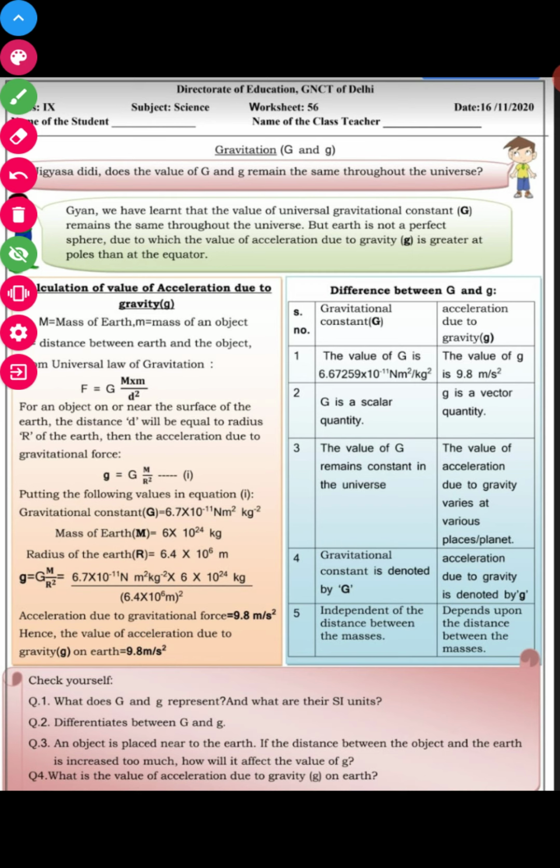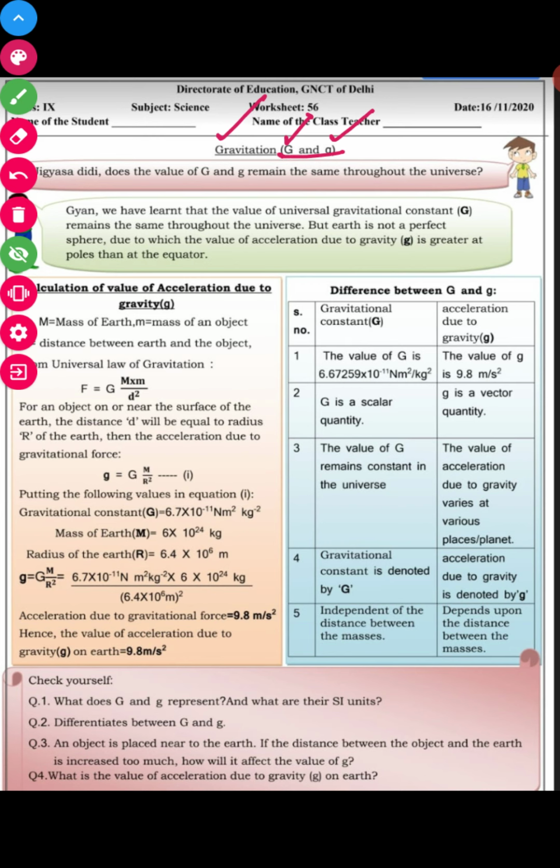Today we will discuss our DOE worksheet 56 from your chapter Gravitation, and today we will discuss the values of G and g. Okay, capital G means it's a gravitational constant, whereas this small g represents acceleration due to gravity. Today we will discuss all about these two G's.